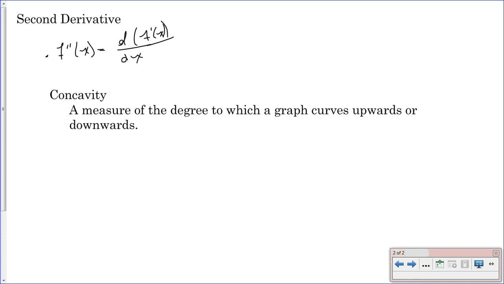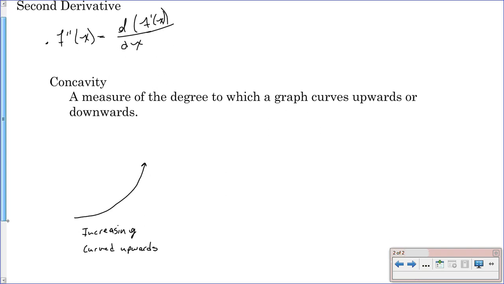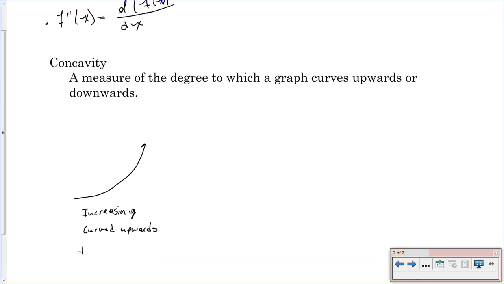Well, if you have a graph that's in this shape like this, not only is this increasing, it is also curved upwards. So it is said to have a positive concavity, or its concavity is positive. Easy way to remember this: positive concavity kind of looks like a smiley face.